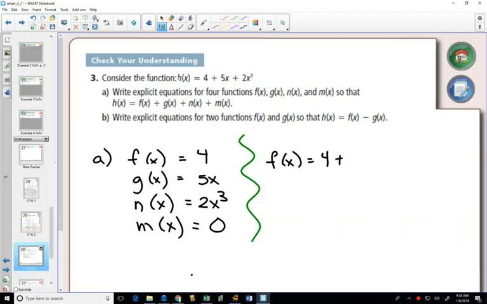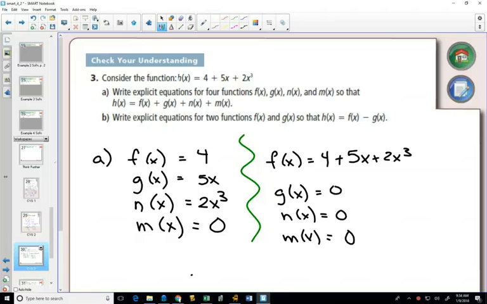Oh, I'm just going to make f of x exactly what I started with. Then what do the other ones have to be? And if you do it that way, it's kind of pointless, right? I mean, it's not wrong. You'd get full marks for this. So how does this question differ on an exam?